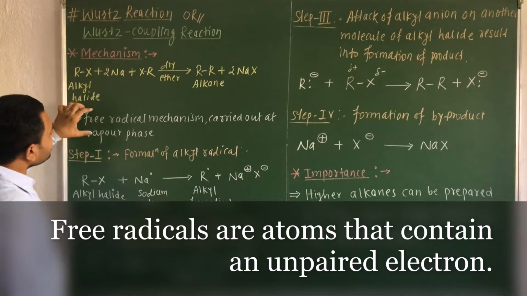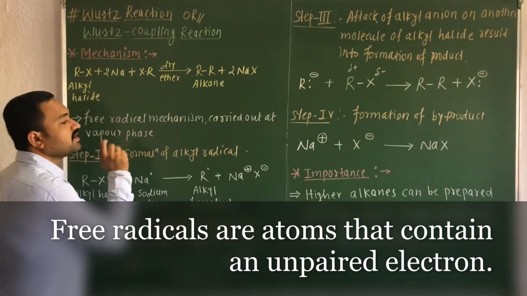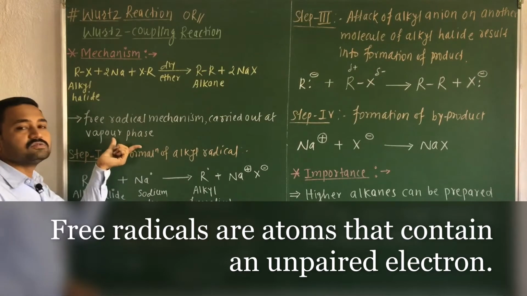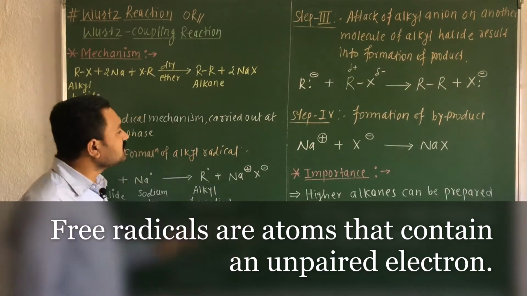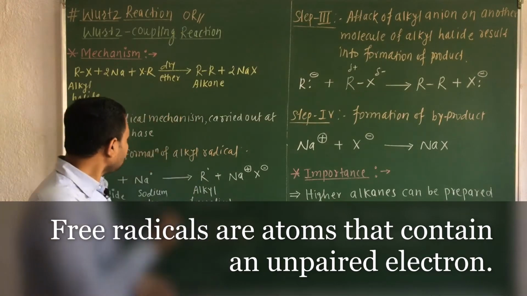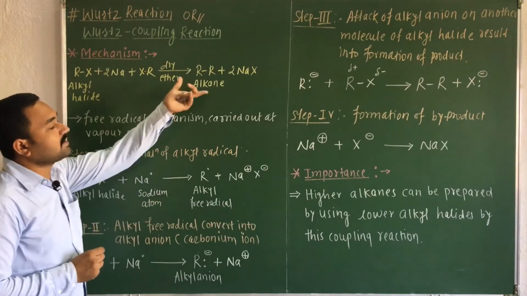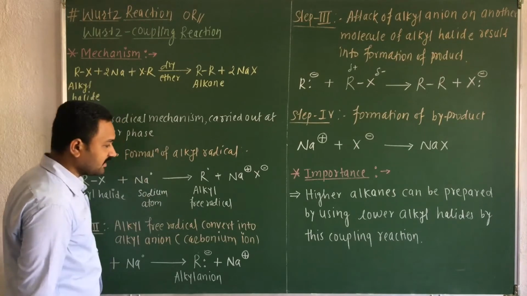Remember, generally this reaction takes place via a free radical mechanism. This reaction is generally carried out in the vapor phase, so that the electrons can be easily separated and the free radicals can be easily formed. Now what is the first step during the formation of this alkane? The first step is the formation of the alkyl radical.